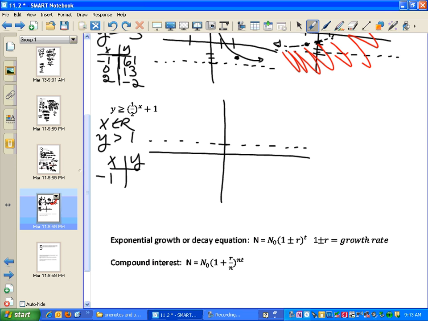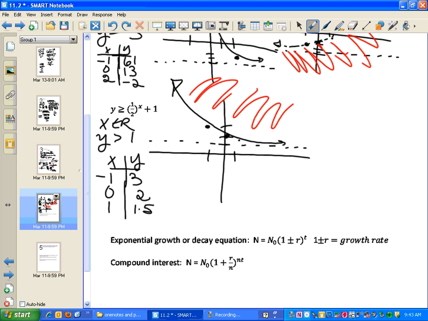Okay. So at -1, I'm going to get 3. At 0, I'm going to get 2. And at 1, I'm going to get 1.5. So at -1, I get 3. At 0, I get 2. And at 1, I get 1.5. This is solid. Am I shading above or below? -1, 3.